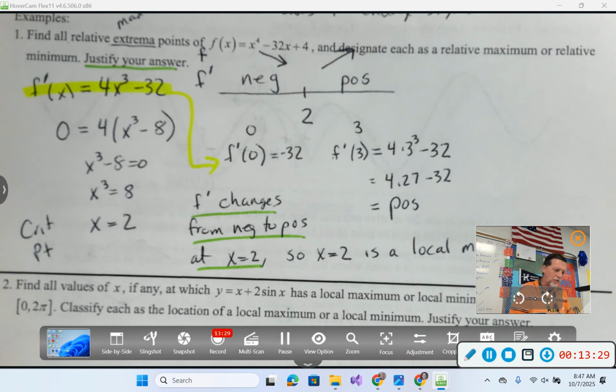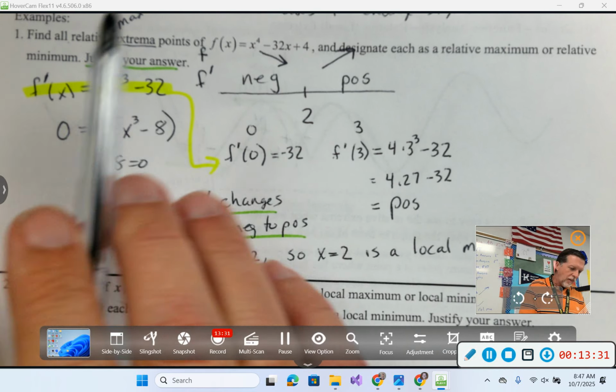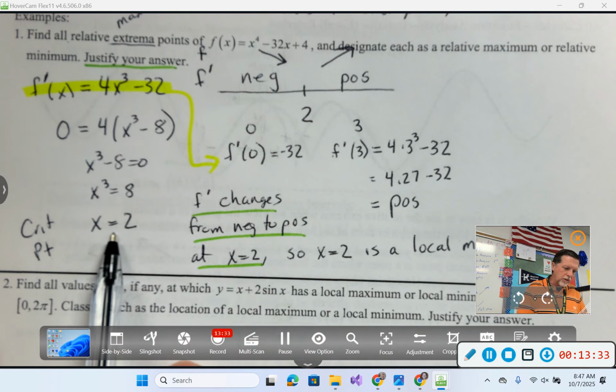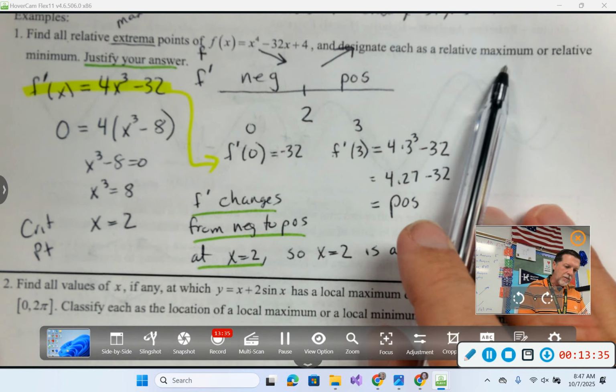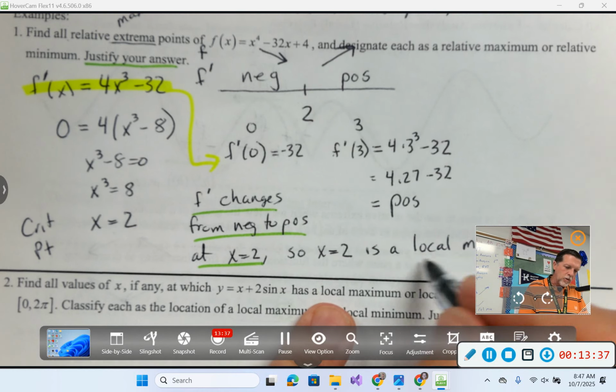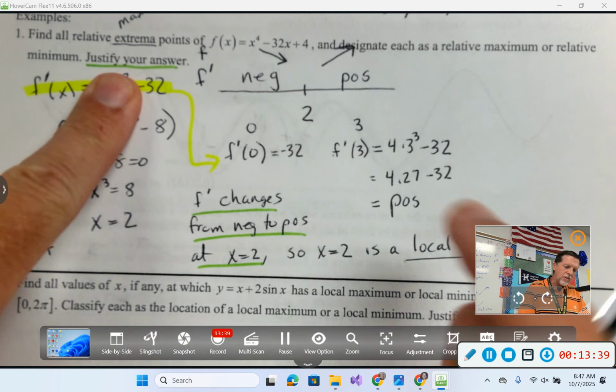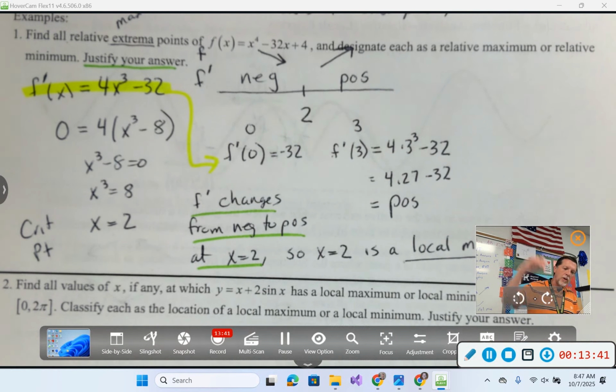Just a second, let me make sure I answered all of this question. Find all the extrema points. Okay, there was only one. Designate if it's a max or a min. We did that. It's a local minimum. Justify your answer. We knew it was a local minimum because f prime changed negative to positive.